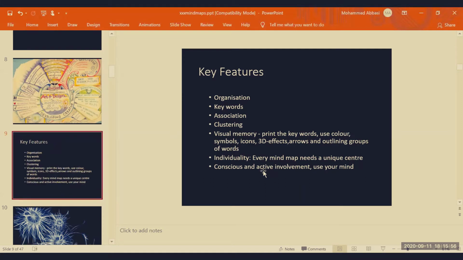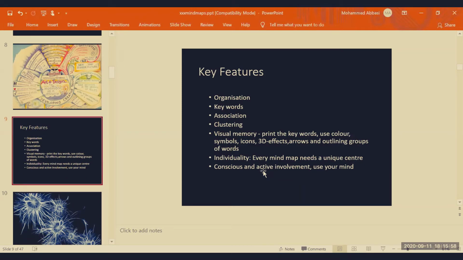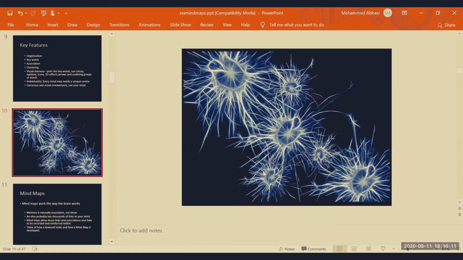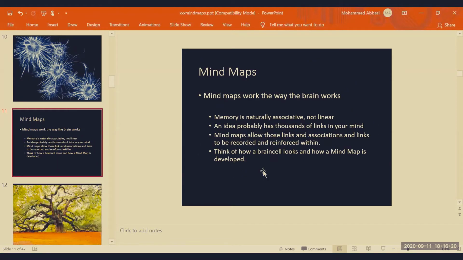Okay. Now, everyone is an individual. Every mind map will be different. But as you are mind mapping, you are consciously and actively involved. You're using your mind. The other thing with mind mapping is, if you look at this, this is human brain cells. They look very, very similar to mind maps. And that's how mind maps work. Mind maps work the way the brain works. Memory is naturally associative, not linear.